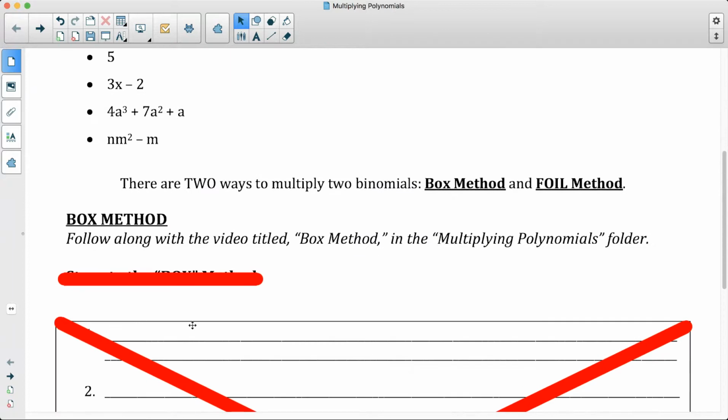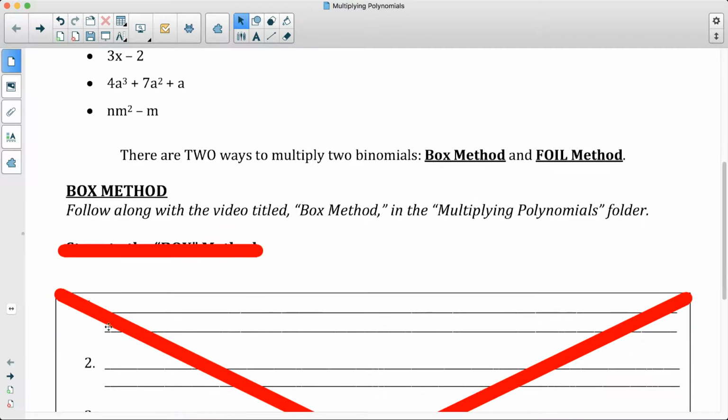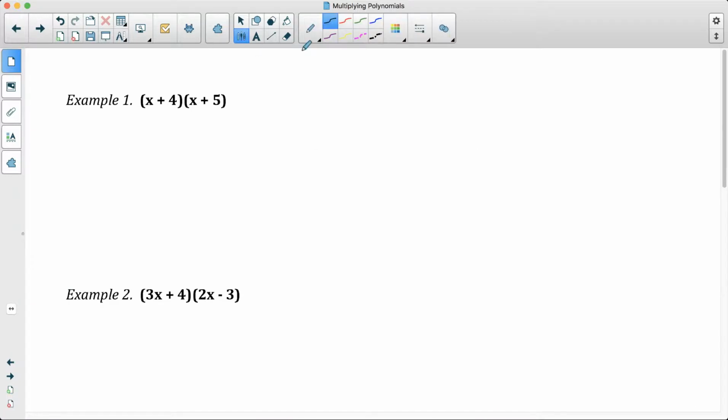So let's talk about the two ways that you can multiply binomials together. We've done both of these already. They're just a quick review. So the first way is the box method. We're not going to write out all the steps because, again, we've done this. So let me just go through a quick example with you. We've got x plus 4 times x plus 5.